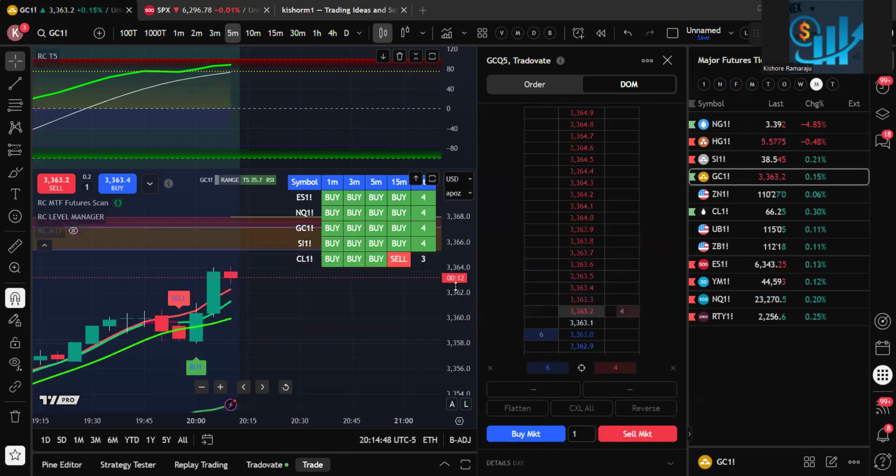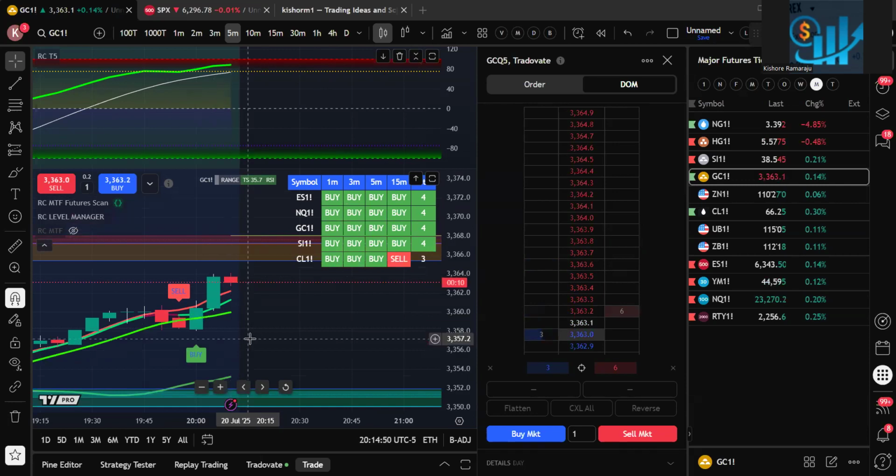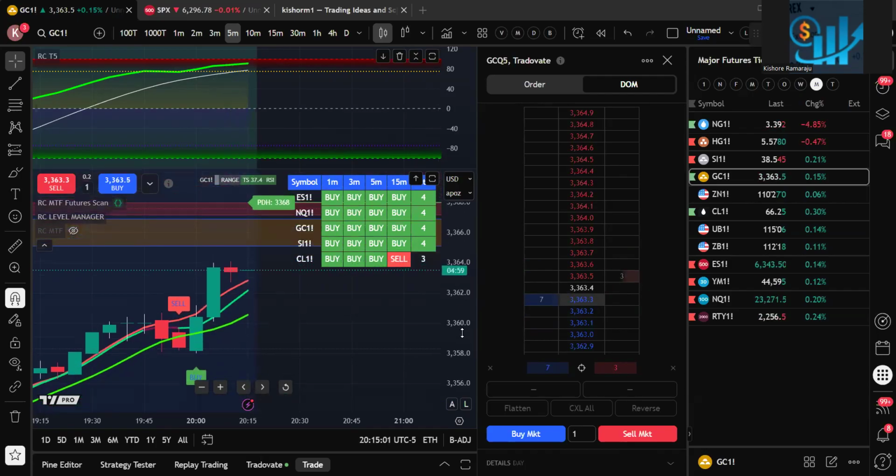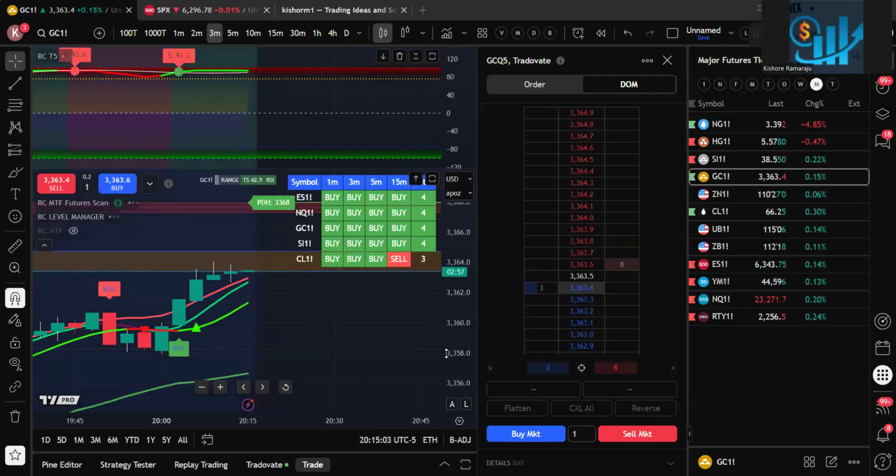So we are now waiting for a pullback because generally during this time we focus on GC, silver, copper, like that. We are waiting for a pullback. If we get a pullback on GC, we can take the long trades.